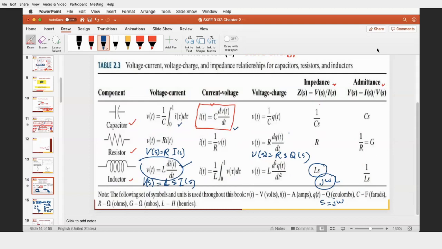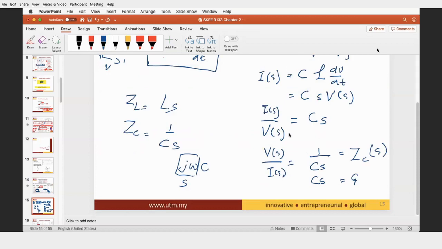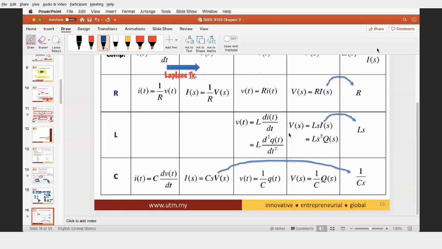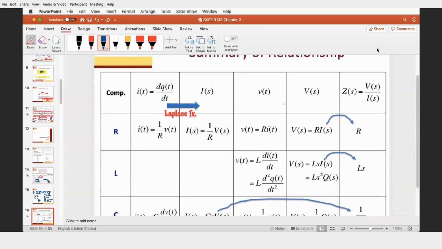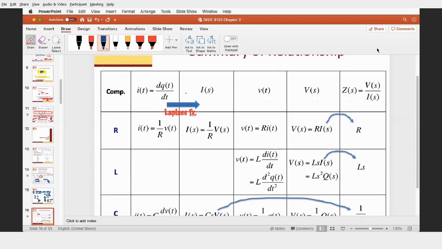So hopefully you can refresh your knowledge from the previous lecture, from your previous syllabus topics on your course. Okay, so maybe you can just use this one. I think this is summarized from the table. So if you have a component R, with the relationship between IT and VT, how to get IS and VS, just to show in the S domain. VT, you Laplace, becomes VS.